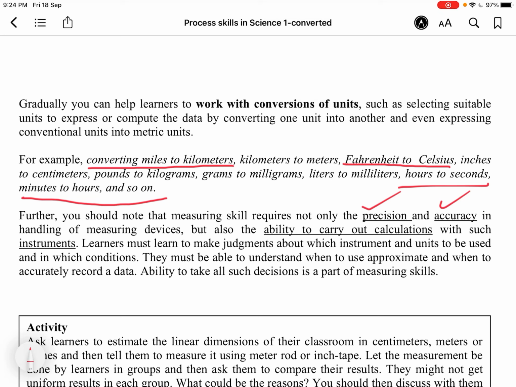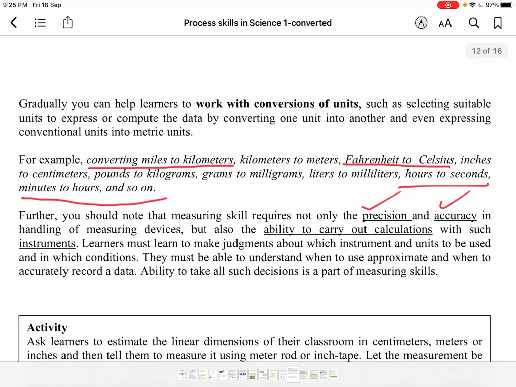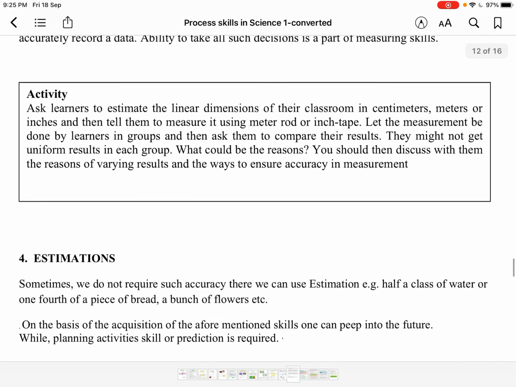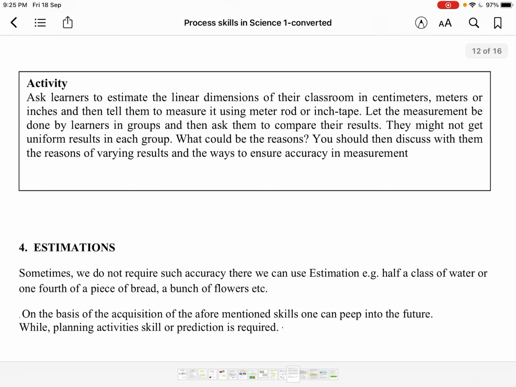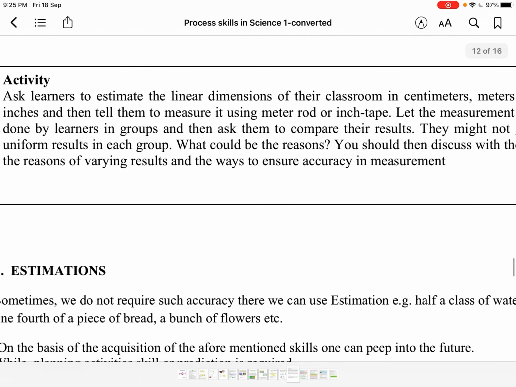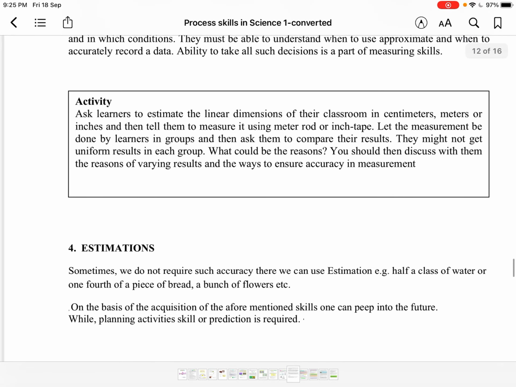And we can also encourage our students to develop their ability to carry out the calculation by using their instruments. So this type of activities we can organize in the class for developing the measurement skill. If these devices are not available in the school, then at least this activity you can do. This is helpful even in mathematics also.